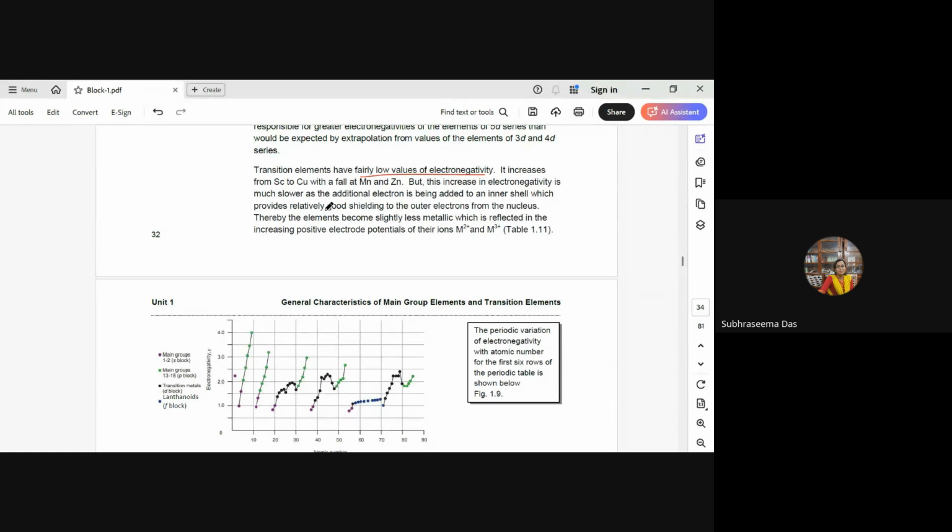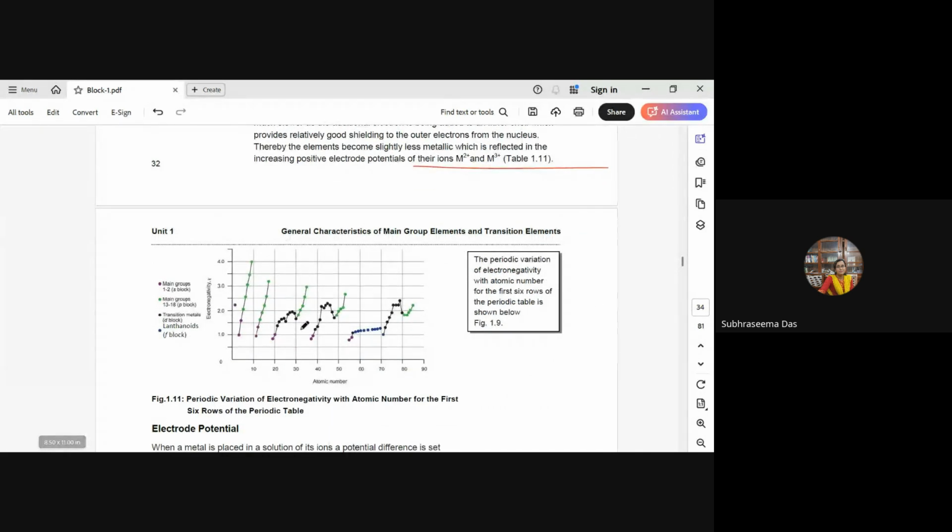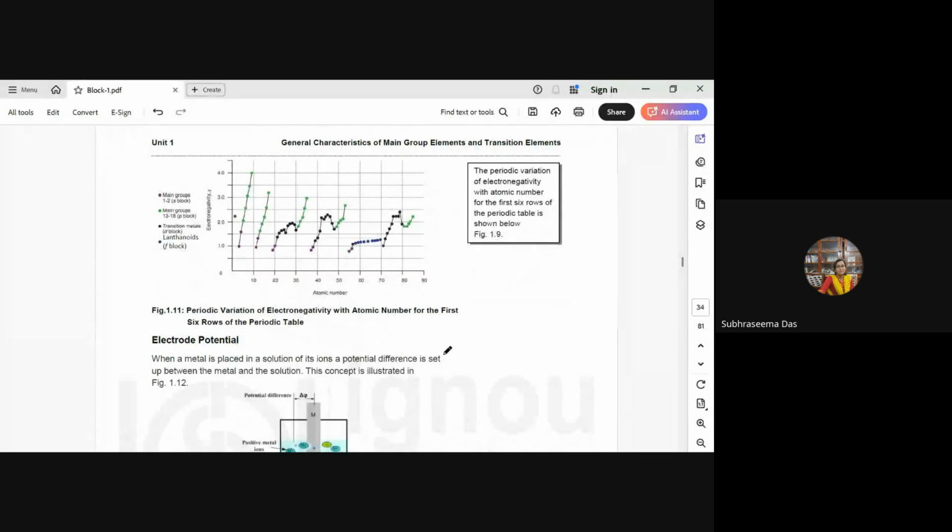Thereby the elements become slightly less metallic. And if we look into the M2+ and M3+ values, here we can see the variation of the difference in electronegativity, particularly for the transition elements. We see that the difference is not very large.